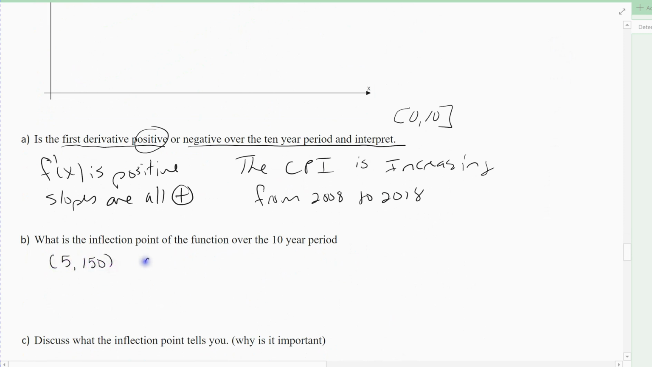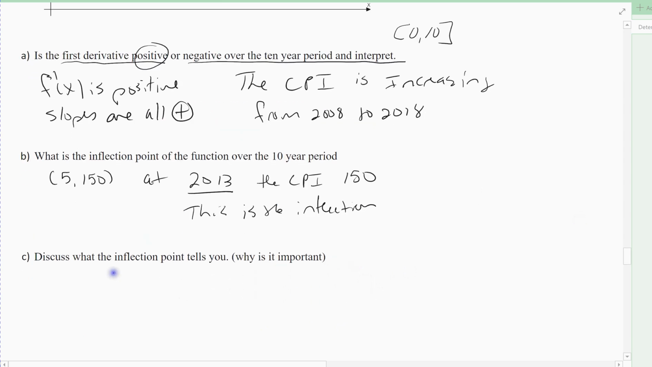So that means at 2013, which is 5 years after 2008, the consumer price index was 150, and this is the inflection. All right, so that's it. That's all it asked for in that question. Now it asks why finding the inflection point would be important. Why would knowing where concavity switches be important?